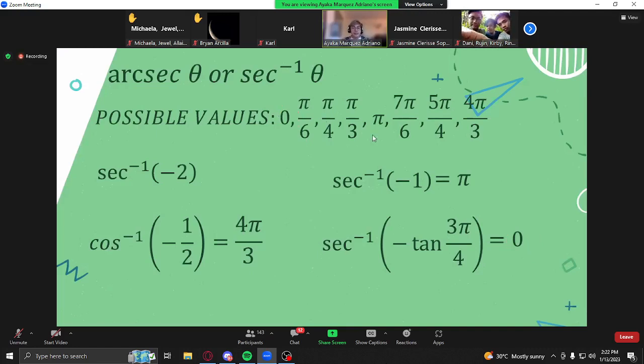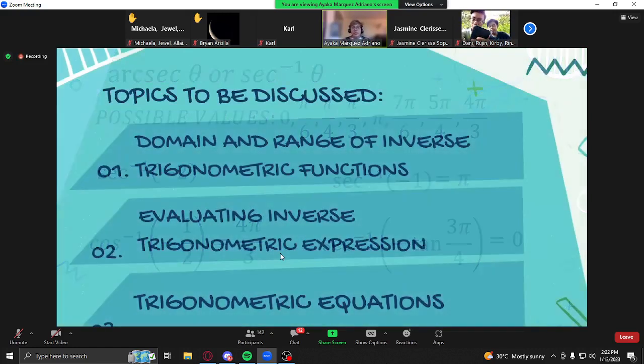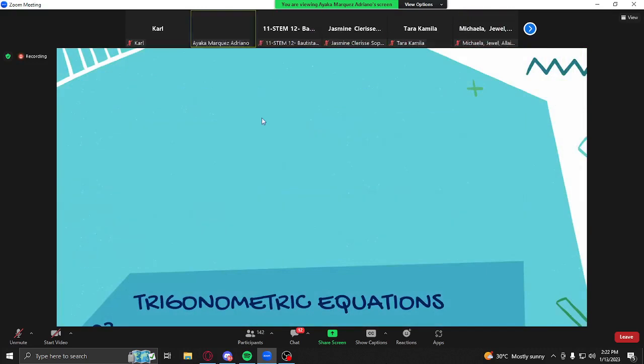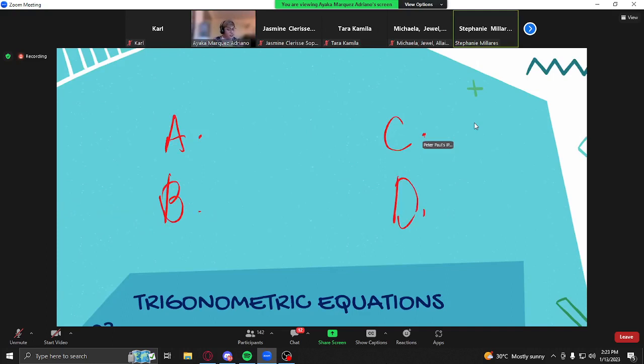So tapos na tayo sa evaluating inverse trigonometric functions. We will be proceeding now to the third topic, which is trigonometric equation. So in the periodical examination, we will also be encountering almost 4 items, no, regarding this skill. Since there are 4 choices in the periodical exam, meron lang tayong A, B, C, D. When trigonometric functions involve an equation, ibig sabihin, meron tayong equal sign. Halimbawa, sin x is equal to 1/2.